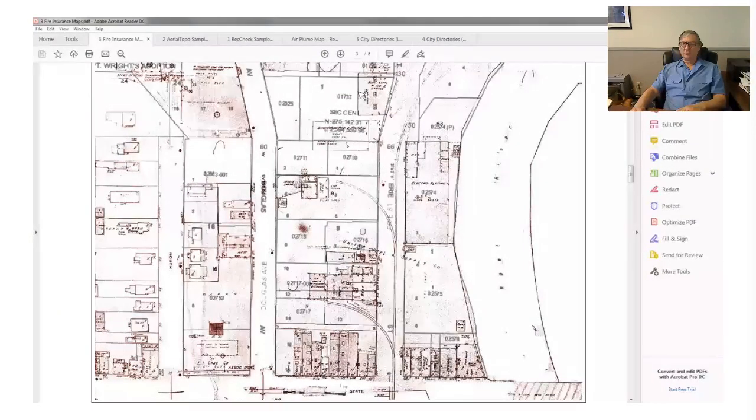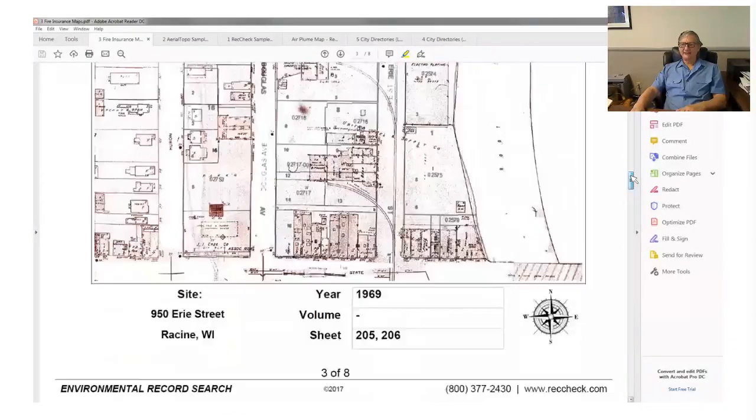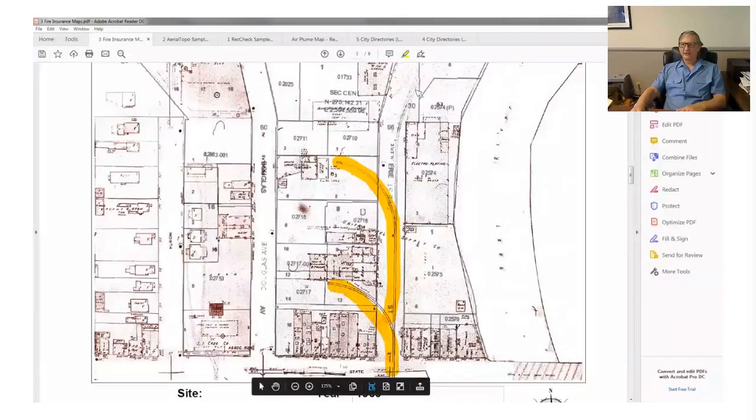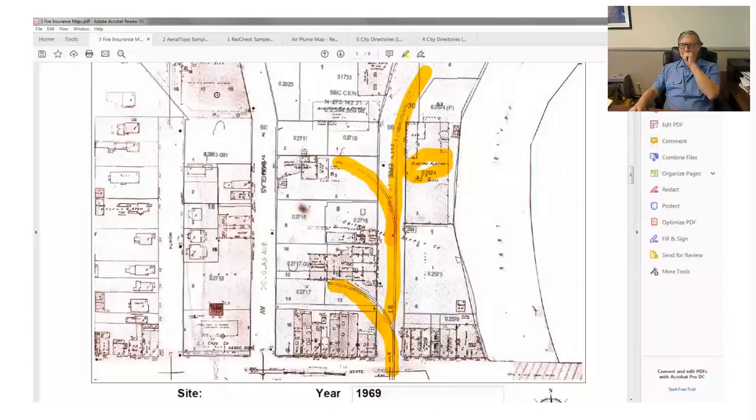So right away, what do we have? Let's see what year this is, first of all. This is 1969. We actually have spur lines running onto our subject property. We have the railroad running right down here. We have our electroplating. Why are these sites running onto our property? Well, I guess we really need to zoom in and see, right?